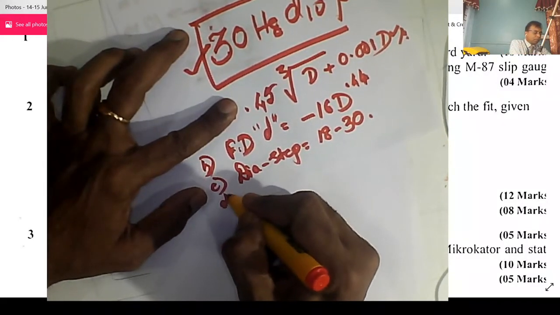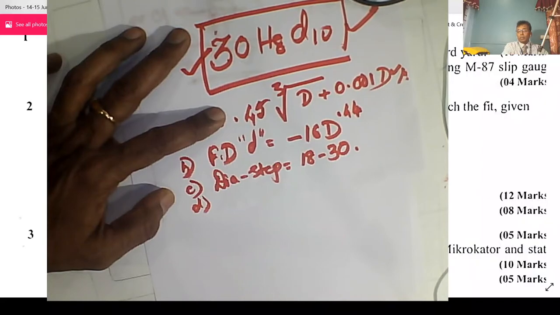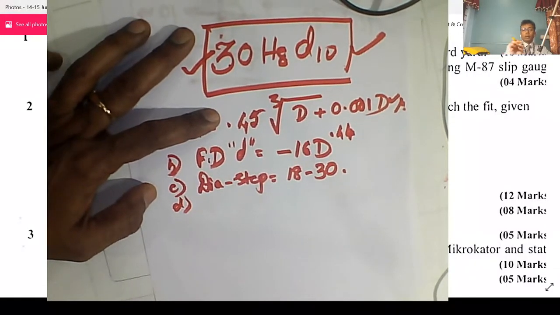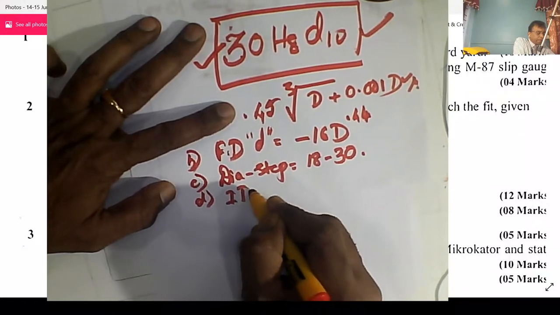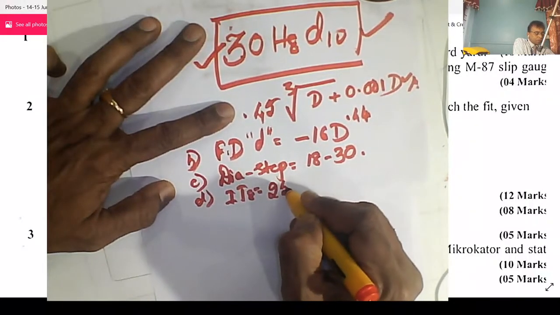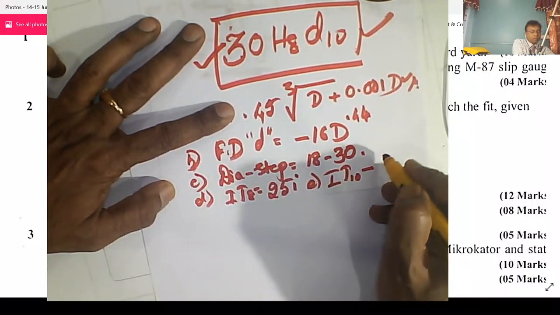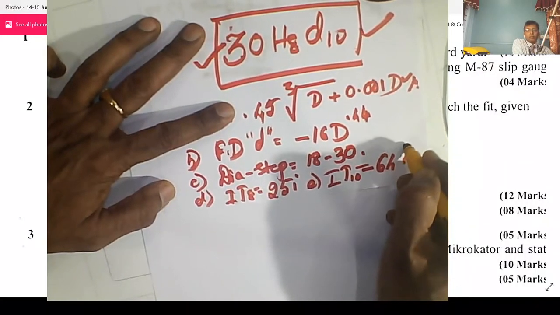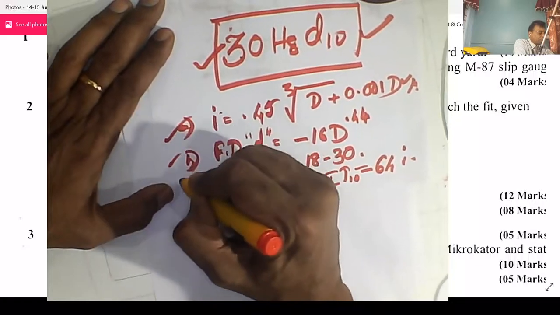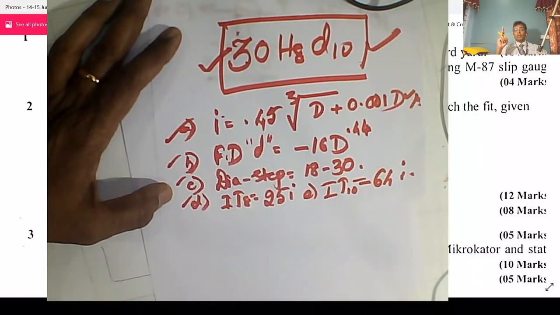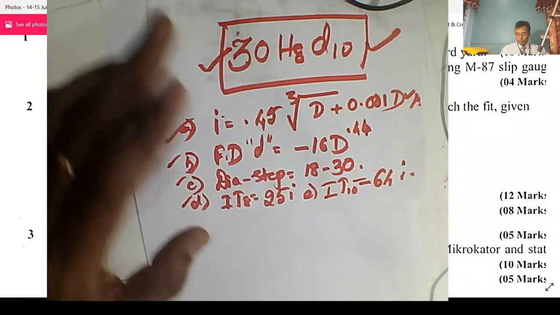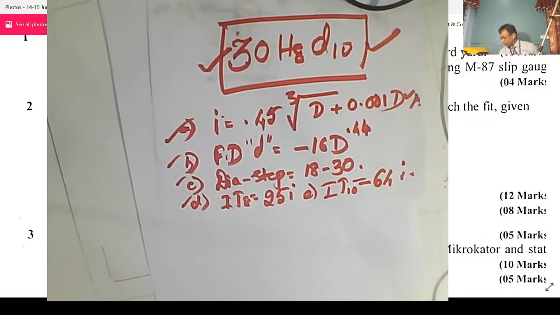Next, what is given here is IT8. Oh, let me see the camera position, is it okay? Looks okay. Now, he has also given you IT8 as 25i. Next, IT10. IT10 he has given as 64i. Okay, all these things are given to you. Question says, determine the dimension of the shaft and the hole for a fit of 30 H8 D10 and sketch the fit. Okay, we'll solve this. I'll give you the theoretical way how to solve. Later on, you can solve the problem by yourselves. Only thing, you have to add the values.